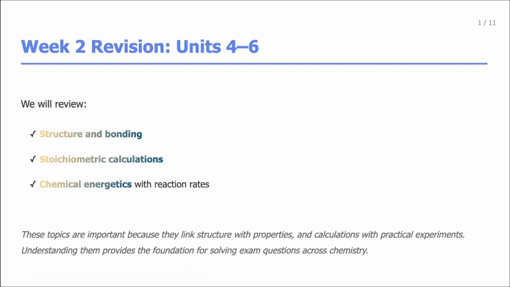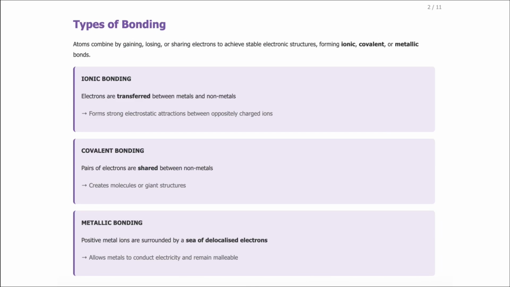Let's begin with bonding. There are three main types of chemical bonding. Ionic bonds involve electron transfer between metals and nonmetals, forming strong electrostatic attractions. Covalent bonds involve sharing electrons between nonmetals, creating molecules or giant structures. Metallic bonding consists of positive metal ions embedded in a sea of delocalized electrons, allowing metals to conduct electricity while remaining malleable.